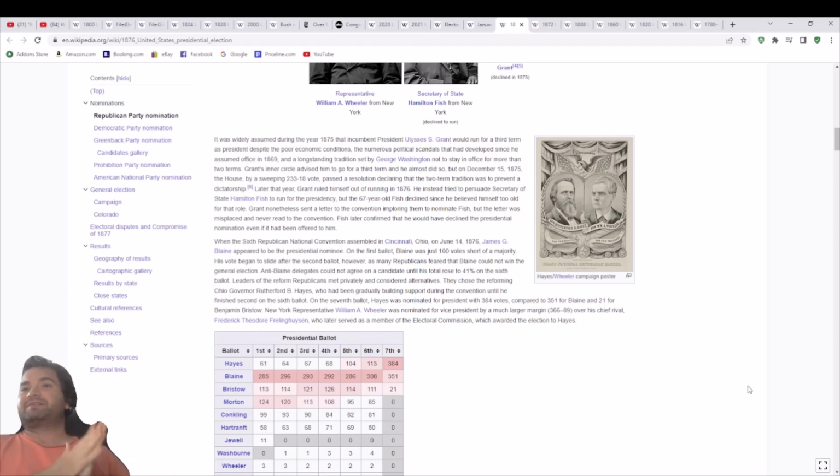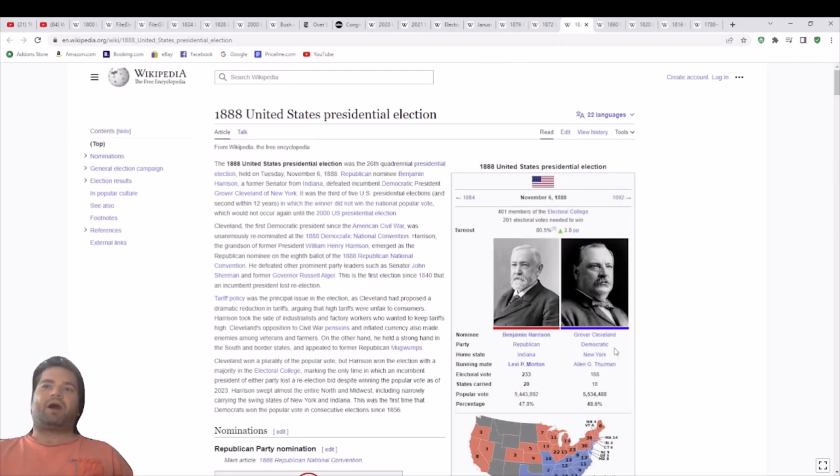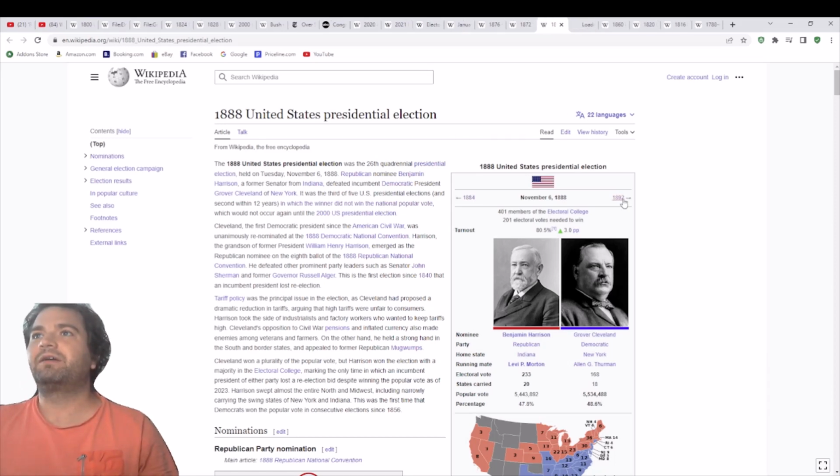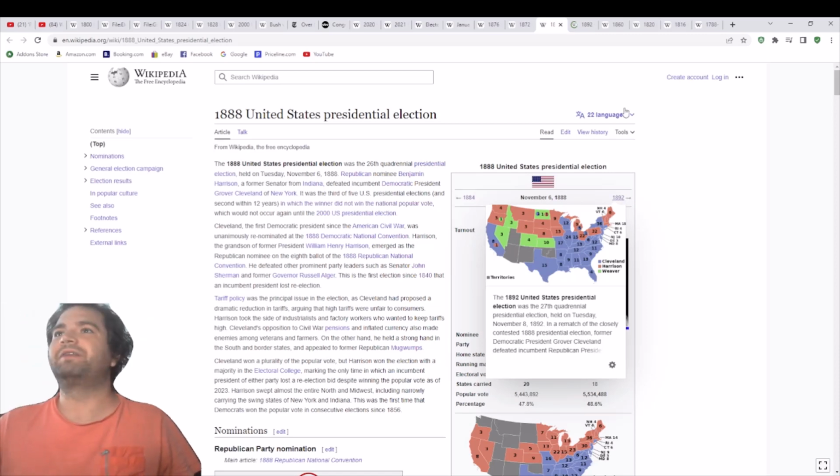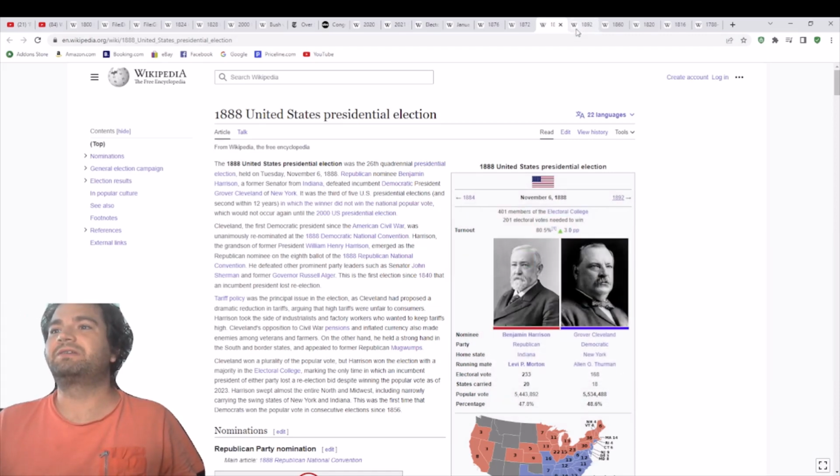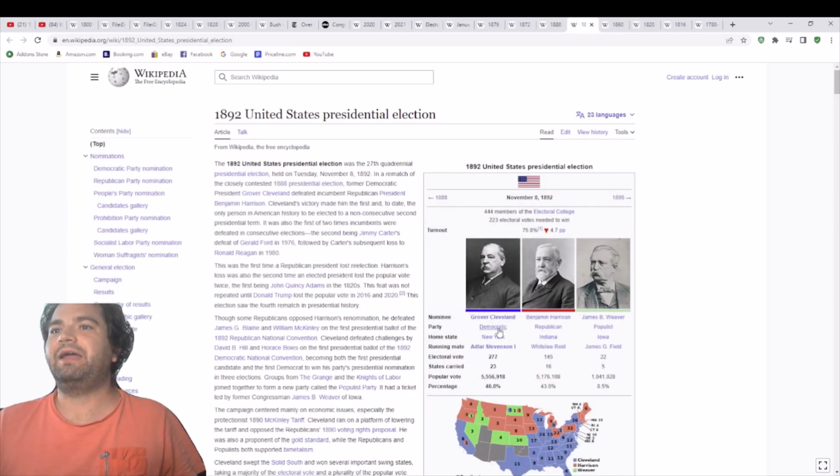Most countdown lists do the honorable mentions before number 1, but for reasons, I'm going to do it after. First, I'm going to do this one, which is the election of 1888, which was won by Benjamin Harrison. The reason it's an interesting one is that in the next election, Grover Cleveland came back and beat him.